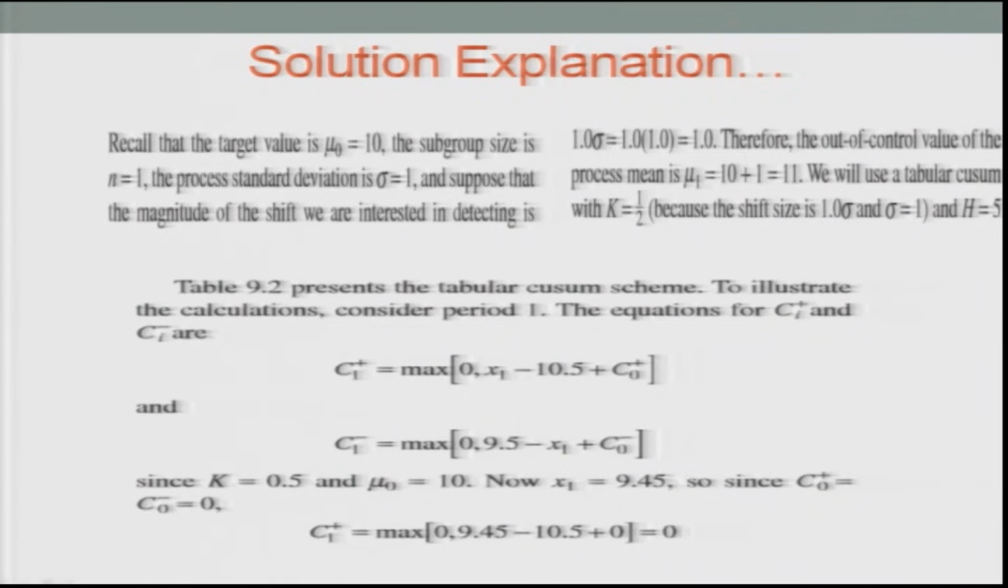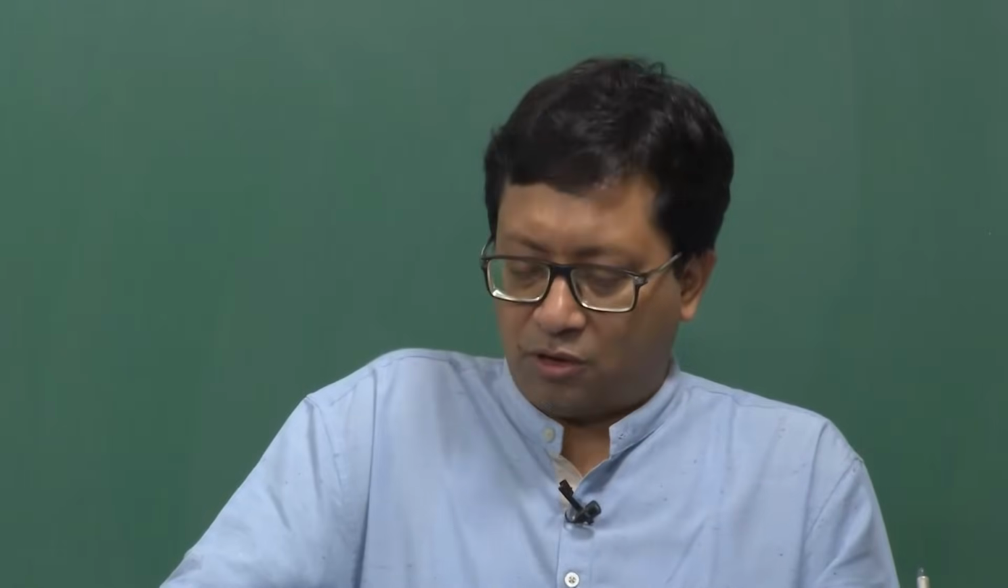Now, the observations and the values are explained accordingly. Recall that the target value mu naught is 10, the subgroup size is 1, because the sample size was 1, and the process standard deviation is given as 1. Suppose the magnitude of shift we are interested in detecting is 1. That means we are trying to detect a shift of 1 times sigma, where sigma is the overall per unit. So the multiplication value comes out to be 1.